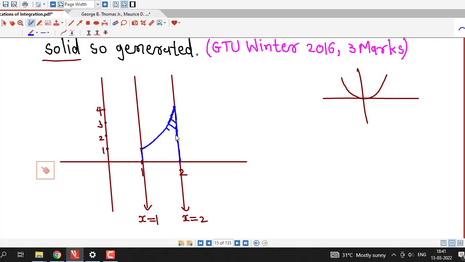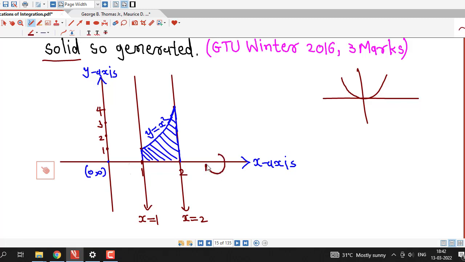So this is the region bounded by y equal to x square between the lines x equal to 1 and x equal to 2 above x-axis. This is x-axis. Here we have y-axis, and this is origin. This curve is y equal to x square. So now we have to rotate this plane region. This region we have to rotate about x-axis.